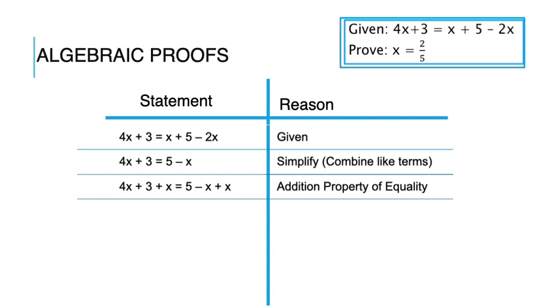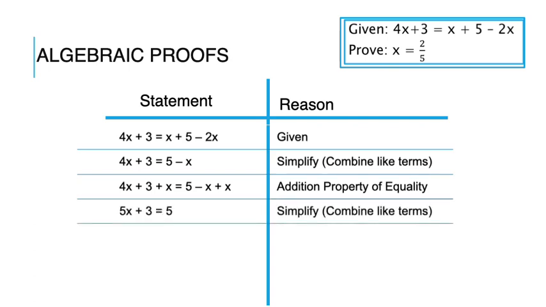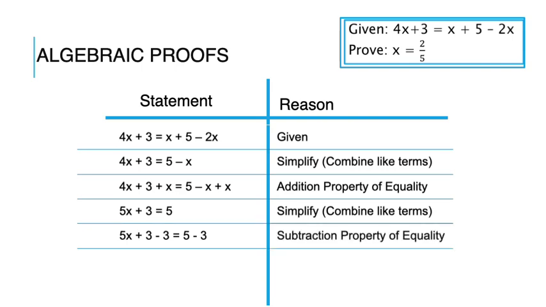Now let's simplify the equation on both sides. We end up with 5x plus 3 is equal to 5. We've simplified. Now remember, the goal when you're solving an equation is to get the variable by itself, and we use inverse operations to do that. So to undo add 3, we're going to subtract 3. But we must do that to both sides of the equation. So 5x plus 3 minus 3 is equal to 5 minus 3. That's the subtraction property of equality. Now let's simplify both sides of the equation. 5x is equal to 2. The reason? Simplify or combine like terms.